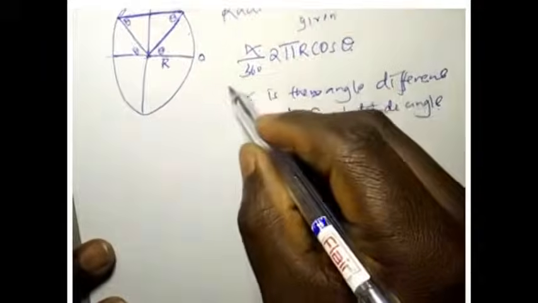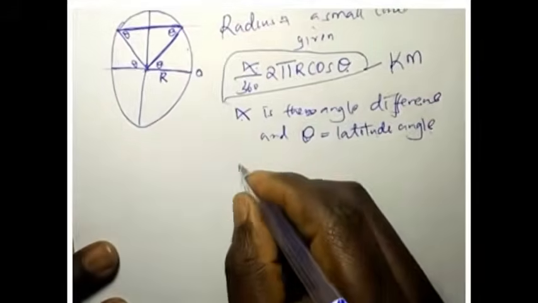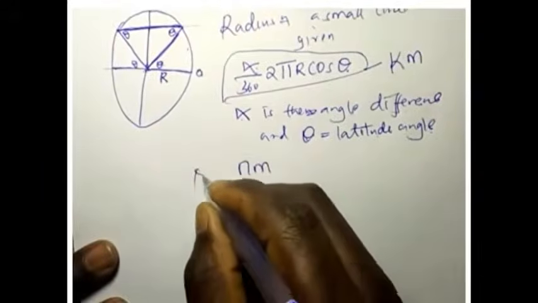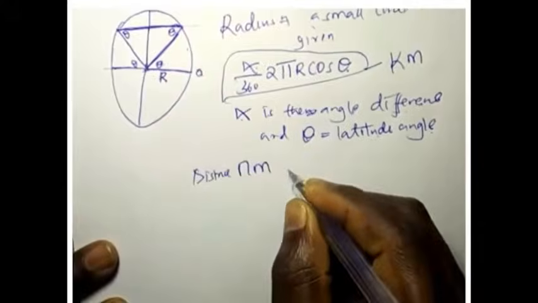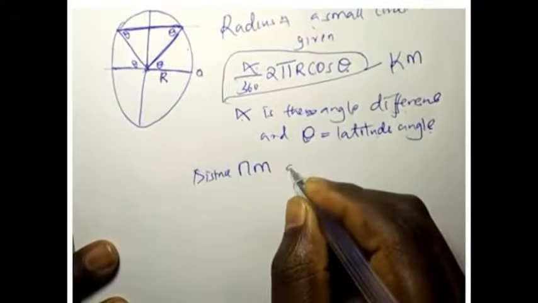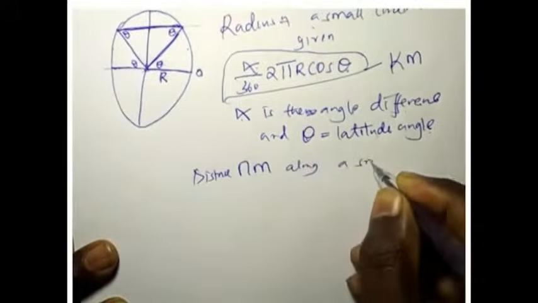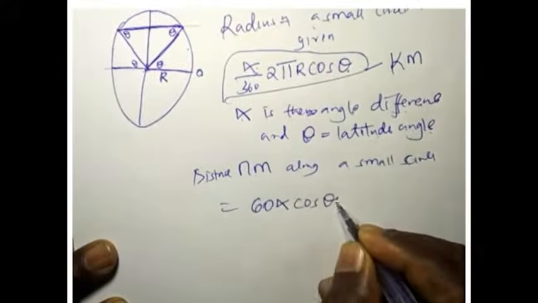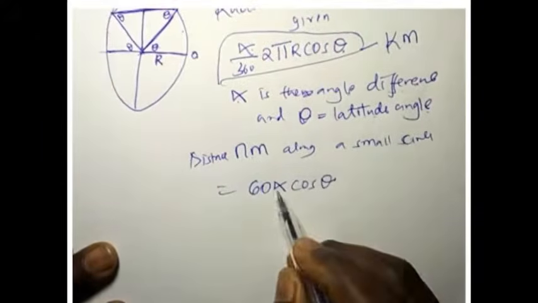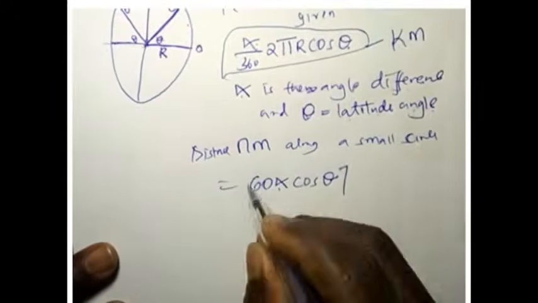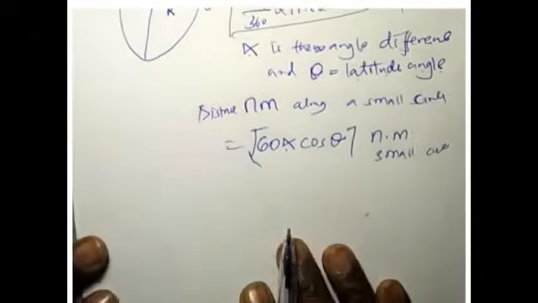So our formula is, distance in nautical miles along a small circle equals 60 times alpha times cos theta. Alpha remains the same, the angle difference. Theta remains the latitude angle. So this one will give me the distance along a small circle. So let us do an example.